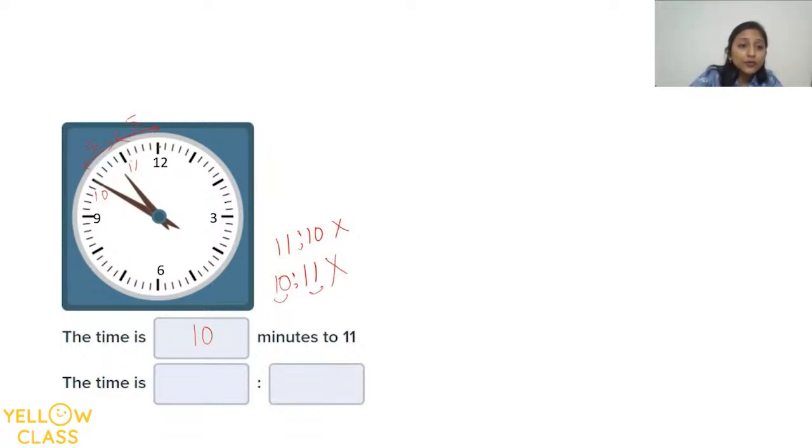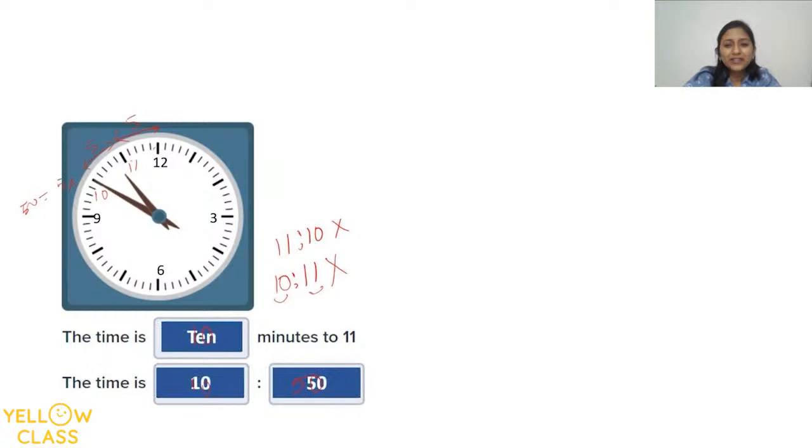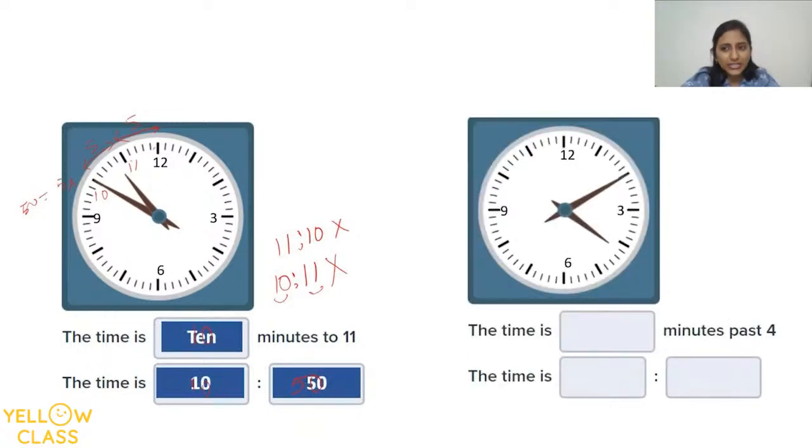Yes. See, from 12 to this number 10, how many minutes have passed? If I multiply 10 with 5, it will give me 50. That means 50 minutes have passed after 10 o'clock. Right? So the time would be 10:50. Yes, it will be 10:50. Okay. All right. Okay, so now this is quite easy.